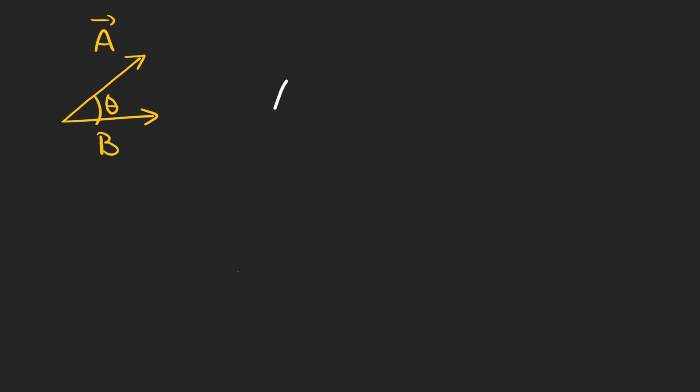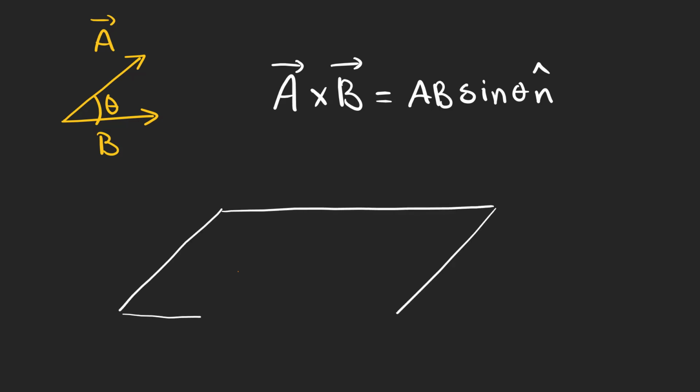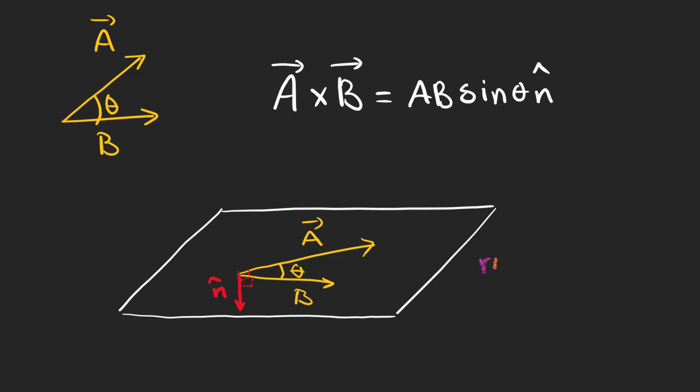Now it's time to define another operation called the cross product, which is the product of the magnitudes of the two vectors multiplied by the sine of the angle between them. Pay attention that this quantity is another vector in the direction of n. But in which direction? Suppose that a and b live on this plane. The direction of n is perpendicular to both these vectors and also to the whole plane and any other vectors living on that plane. We use the right-hand rule to find this direction.